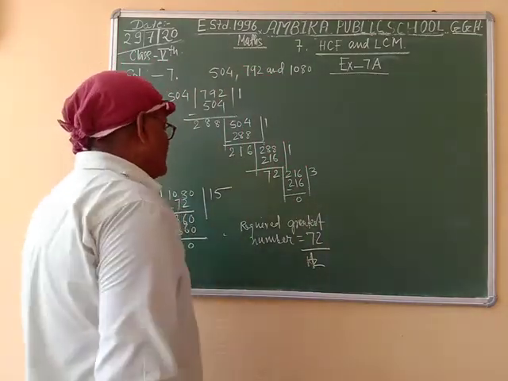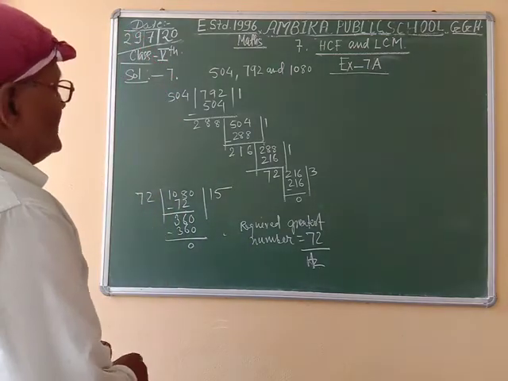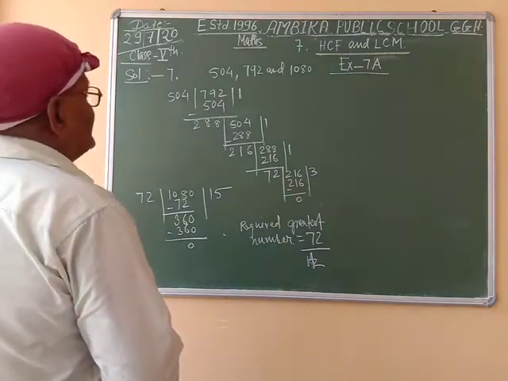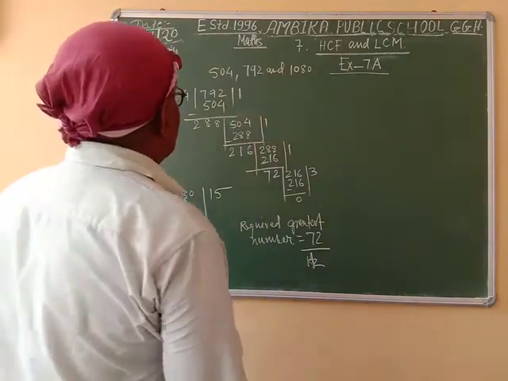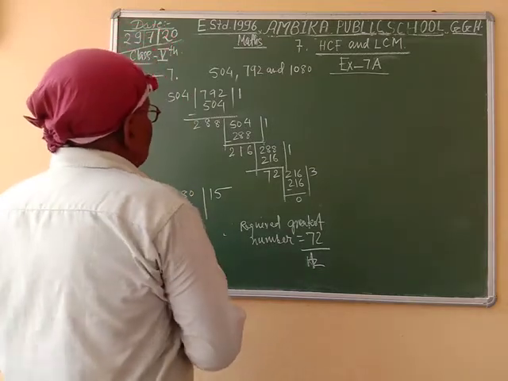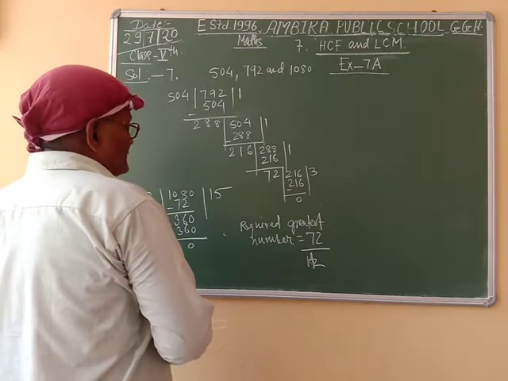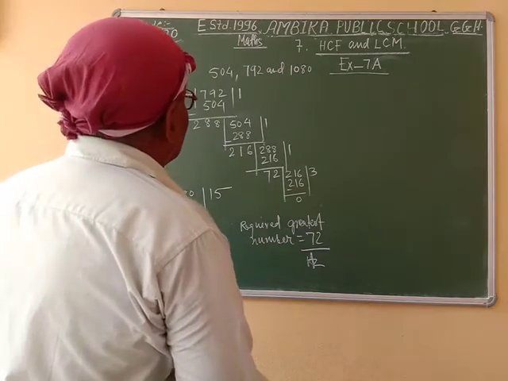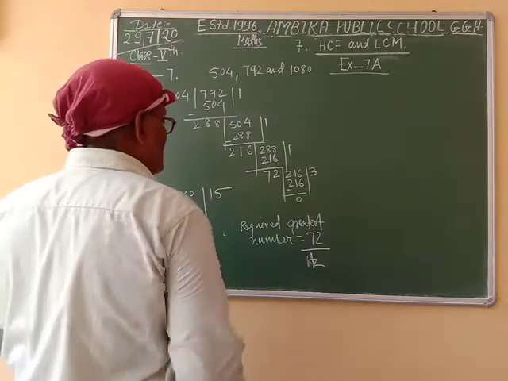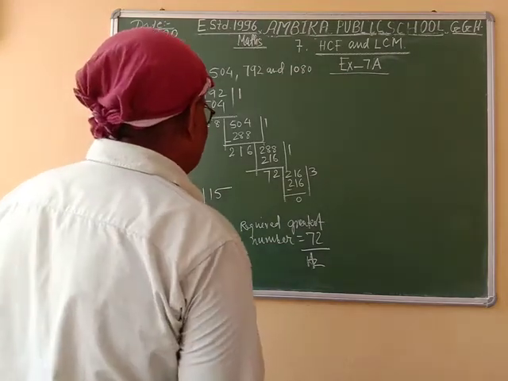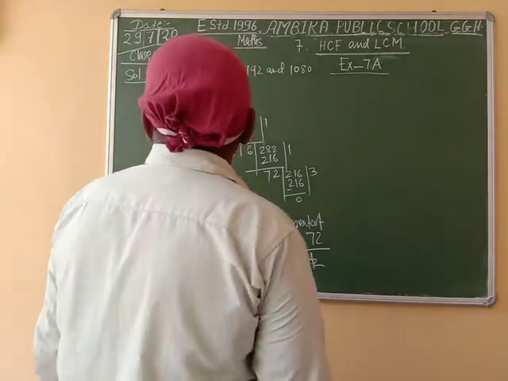If we have to find the greatest number for the given numbers, then first of all we find the HCF of the two numbers 504 and 792. Then the HCF of those two numbers and the third number will be the required HCF. Hence, the required greatest number is equal to 72.